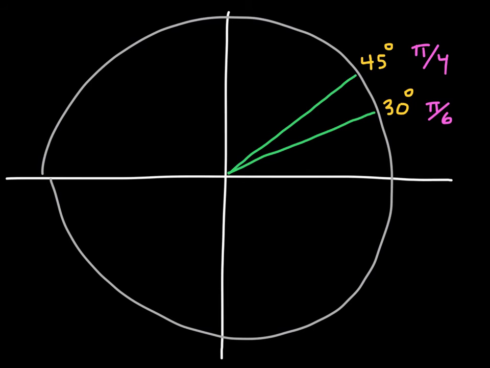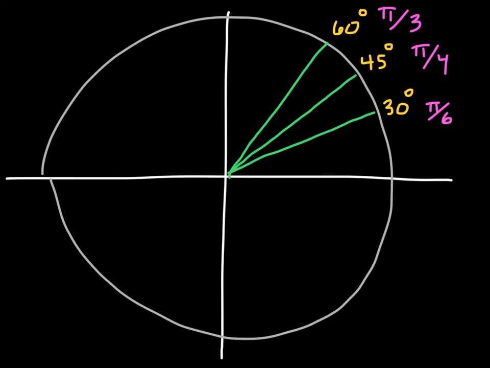All right, let's go for 60 degrees. 60 degrees is about right here. And our radian measure for 60 degrees is pi over 3. All right, so these are our first angles that we're going to talk about. These are actually the special angles is what I wanted to say, your special angles.